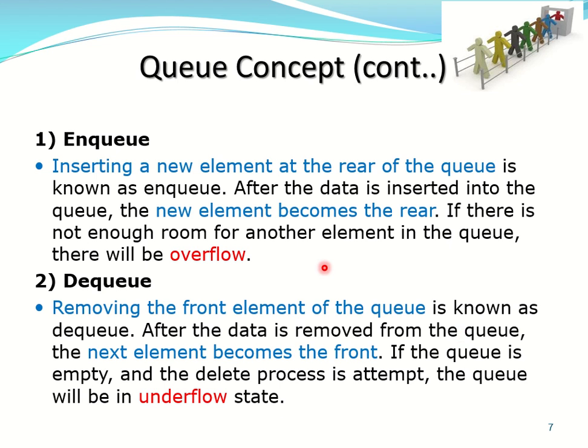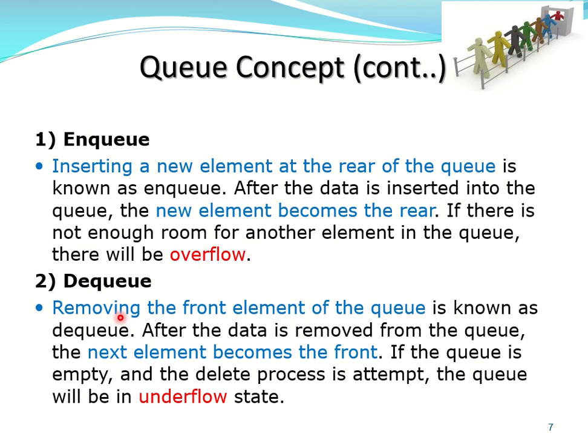So let's see in more detail the operations for queue. Enqueue. Inserting a new element at the rear of the queue is known as enqueue. After the data is inserted into the queue, the new element becomes the rear. So that means if there is not enough room, it will be overflow. Similar to a stack operation, stack concept.